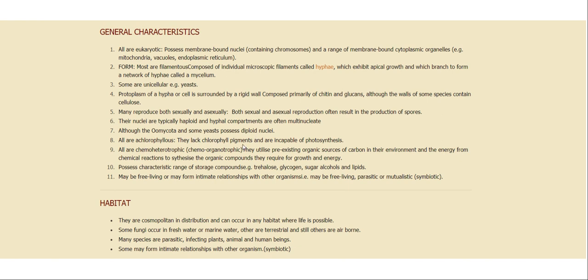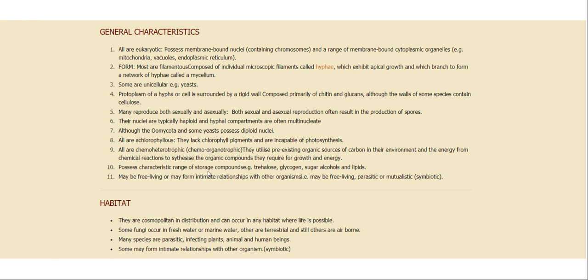they are achlorophyllous. That means chlorophyll is absent and pigments are not capable of photosynthesis. That is why they are kept separate from kingdom Plantae. They are chemoheterotrophic, chemoorganotrophic, heterotrophic basically. So they utilize the organic sources of carbon in the environment and, from the chemical reactions, synthesize the organic compounds they require for growth and energy.